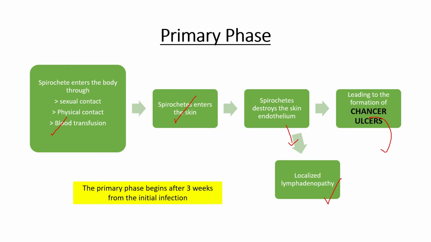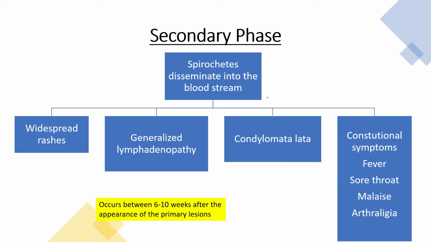As we have discussed, the incubation period is mostly 3 weeks for the syphilis bacteria. Therefore, these canker ulcers and localized lymphadenopathy will show up after 3 weeks from the date of initial infection. Then we will have your secondary phase. Secondary phase usually occurs 6 to 10 weeks after the appearance of primary lesions.